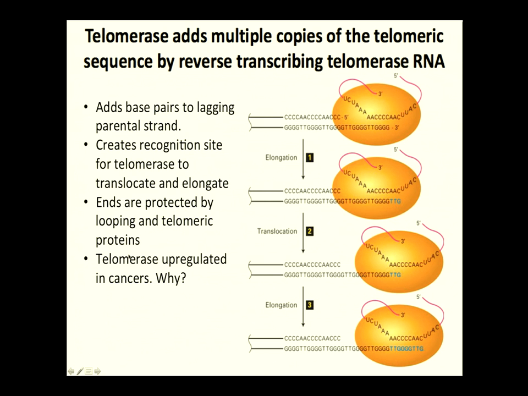Why is it upregulated in cancer? The reason is that cancer cells are dividing much faster than your normal cells, right? They have uncontrolled growth. If you did not have upregulated telomerase, then since they're multiplying so fast, you would start chewing up the end of the DNA because it would start shortening. So they upregulate the telomerase enzymes so that they have really, really long telomere repeats at the ends of the DNA.